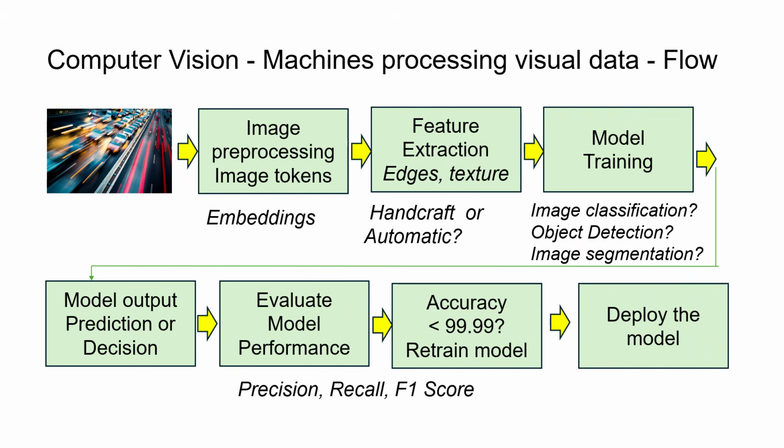Then comes model accuracy. Accuracy of all nines, that is 99.99%, is considered good for any AI model. If desired accuracy is not achieved, then retrain the model. Then finally deploy the model for production. In the next slide, we'll look into each of these steps in detail.